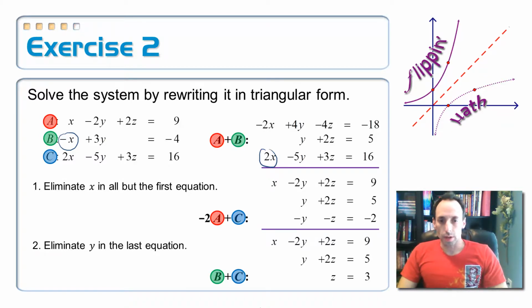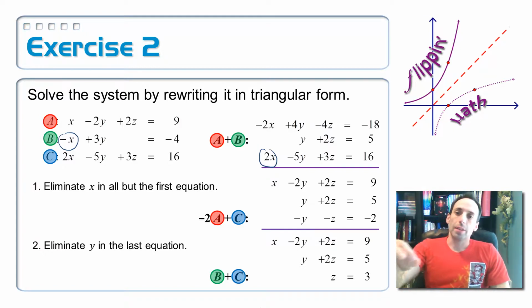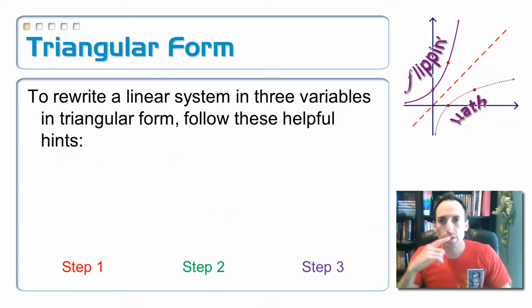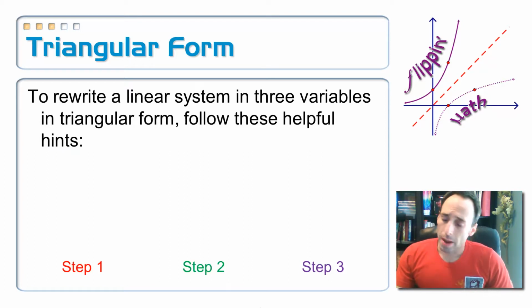And so now I've just put it in triangular form, and that's the same one that we solved back on exercise 1. Okay, so what we've just done is use elementary row operations to turn a system of equations into its triangular form. So here are the steps involved, some helpful steps in writing your system of equations in an equivalent form called triangular form.